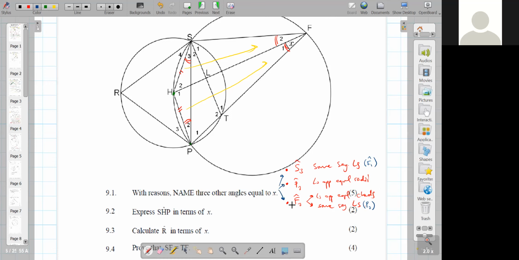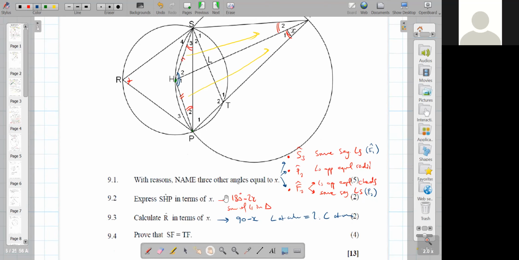Now, express SHP. So SHP is this angle. Actually, it's angle at center. So we already know X and X. So that answer will be 180 minus X. So sum of angles 180 minus 2X. The reason will be sum of angles in triangle. And R, so that's angle at circumference, half of it. So basically half of 180 minus 2X is 90 minus X. The reason is angle at center is 2 times angle at circumference. Okay, so far so good.